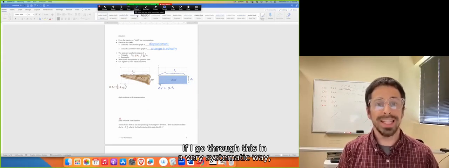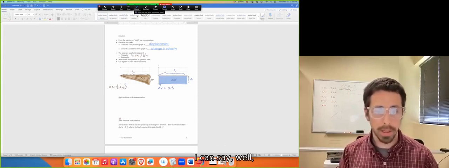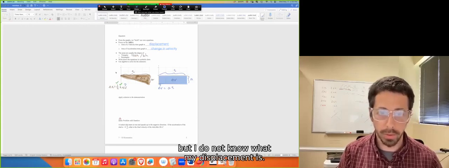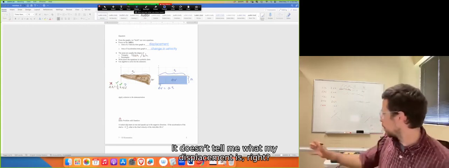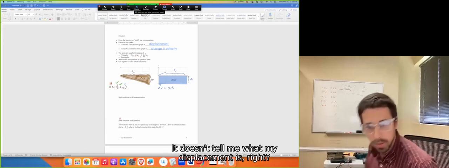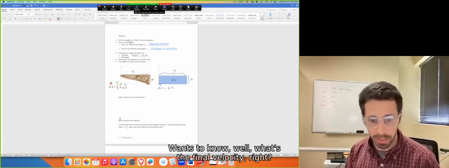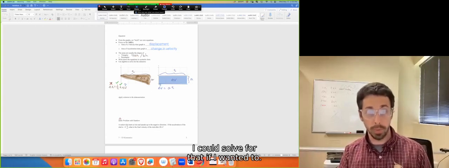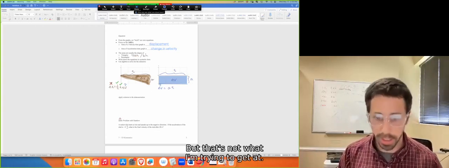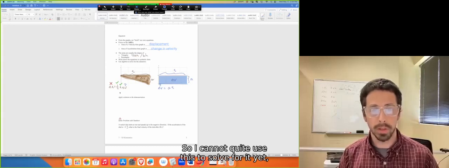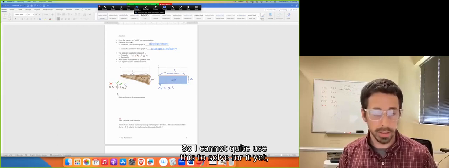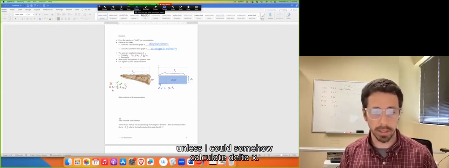So if I go through this in a very systematic way, I can say, well, I know how much the time is. I know the value of a half, but I do not know what my displacement is. It doesn't tell me what my displacement is, right? It wants to know, well, what's the final velocity? It's not saying what's your final displacement. I could solve for that if I wanted to, but that's not what I'm trying to get at. Okay, so I cannot quite use this to solve for it yet, unless I could somehow calculate delta x.